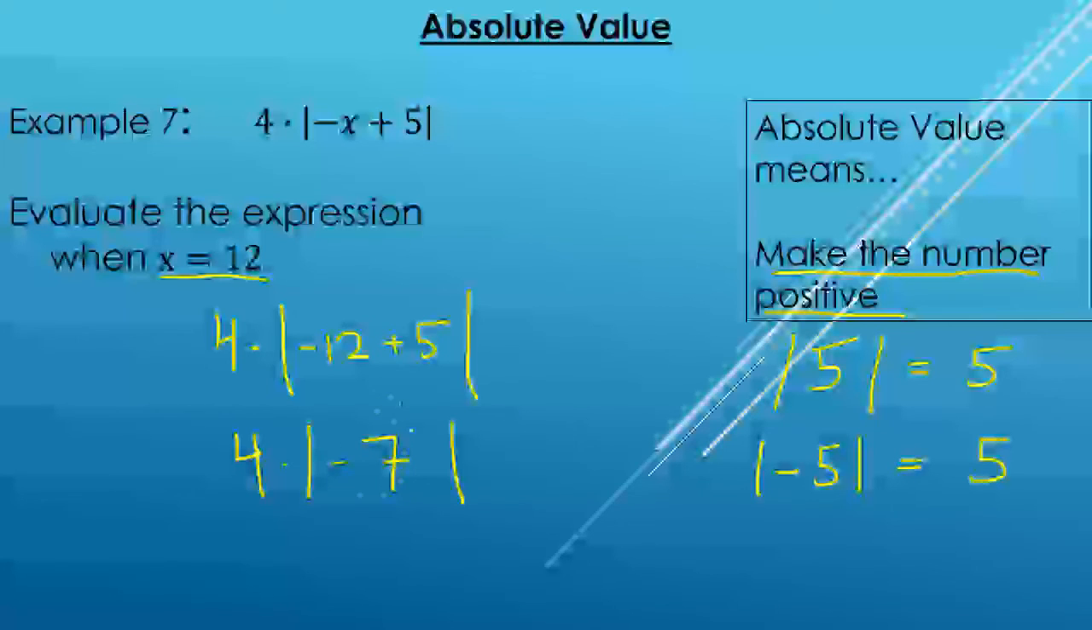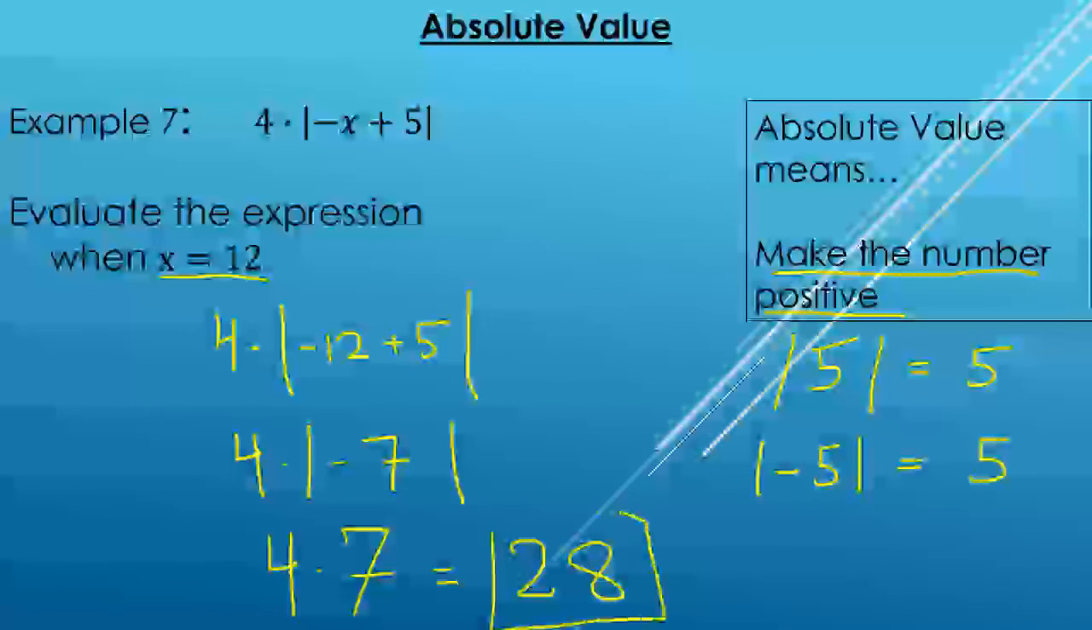Now we are ready to make the number positive. So the absolute value of negative 7 is 7, right? And then it's going to be multiplied by 4. And there's our answer.